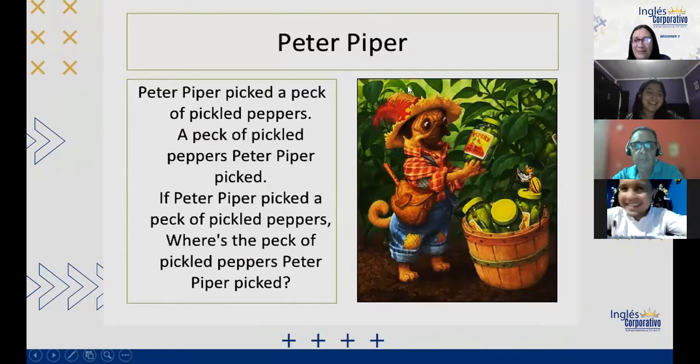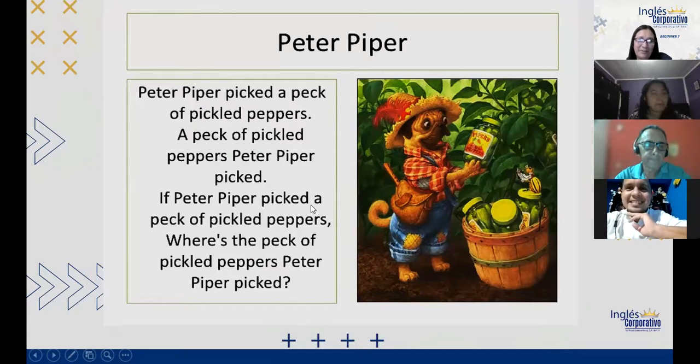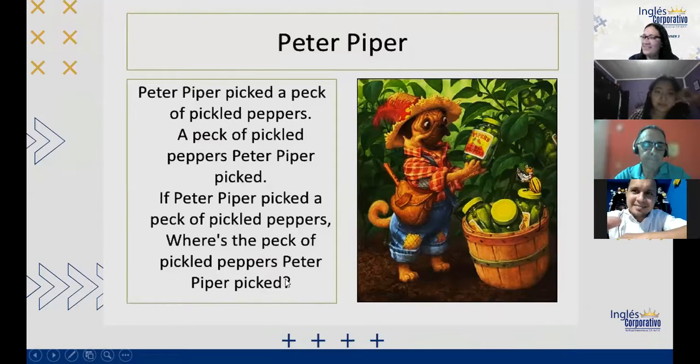This is Peter Piper. Peter Piper picked a peck of pickled peppers. A peck of pickled peppers, Peter Piper picked. If Peter Piper picked a peck of pickled peppers, where's the peck of pickled peppers Peter Piper picked? Okay? I know. No lo van a lograr decir ahorita, pero al menos you got the idea para que vayan practicando. My suggestion es que se aprendan cada línea.